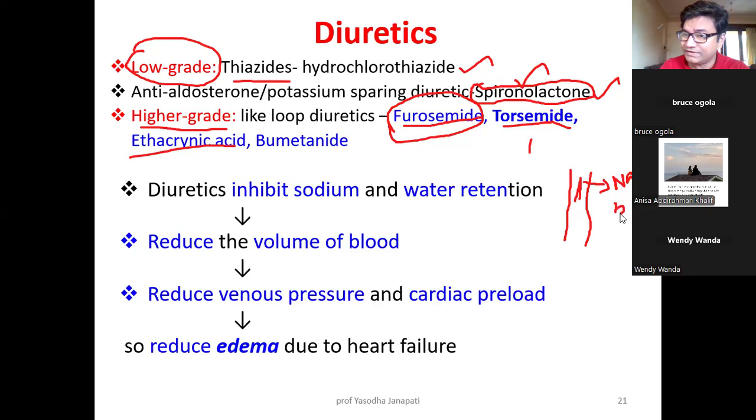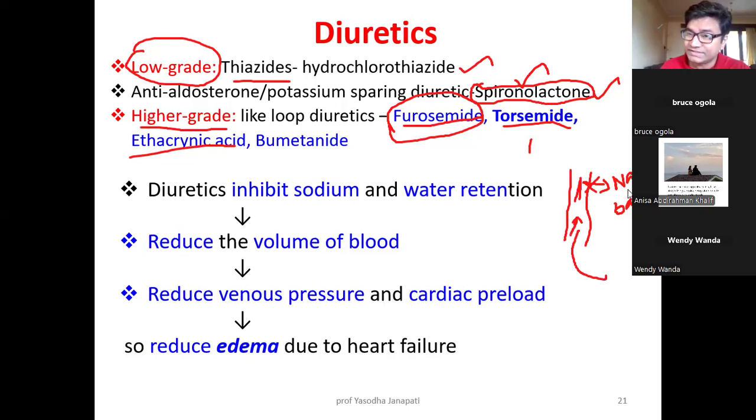This is our blood vessel, you consider. This is also our nephron. Now, what happens is that our drugs block this. So the sodium levels in the nephron will increase and go out.